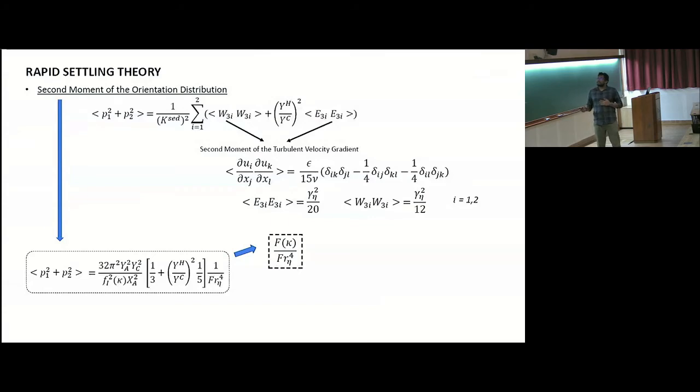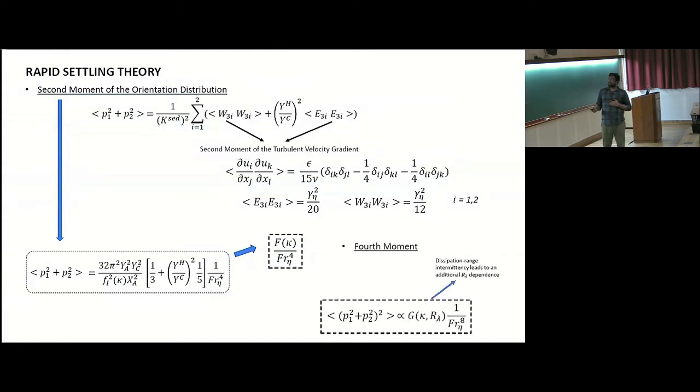Towards that aim, we calculate the second moment of the orientation distribution using the rapid settling theory. This second moment goes as Froude eta to the power -4. And we calculate the fourth moment. As expected, it goes as Froude eta to the power -8. So the prefactor here in the fourth moment is a function of both the aspect ratio and R lambda. This R lambda dependence arises because of the dissipation range intermittency that I discussed earlier. And for the second moment, the prefactor is just a function of aspect ratio, not R lambda.